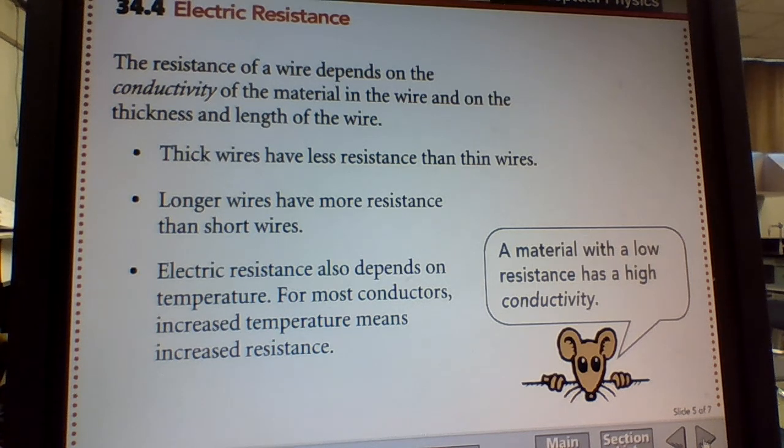So why do we use copper in our wire? Well, it's cheap and it does just about as good a job as silver and gold, but not quite. But for the price trade-off, it's better to use the copper than it is to use the gold. But thick wires are going to have less resistance than thin wires. Long wires are going to have more resistance than short wires.